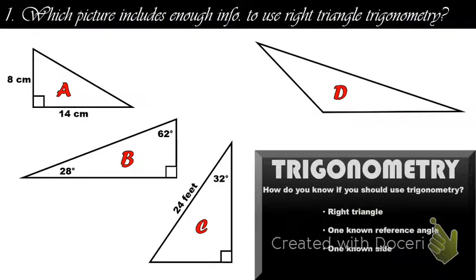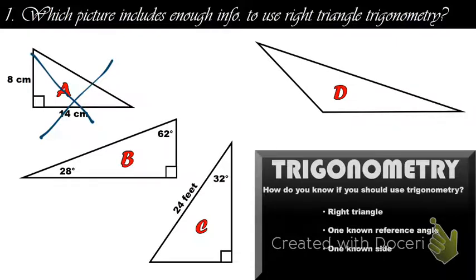If we look at answer choice A, it is a right triangle. Do we know a reference angle? We do not. So triangle A is not the kind of triangle where we can solve for a missing side by using right triangle trigonometry.